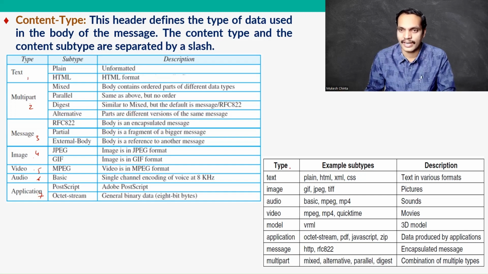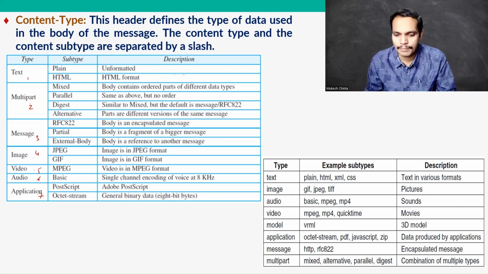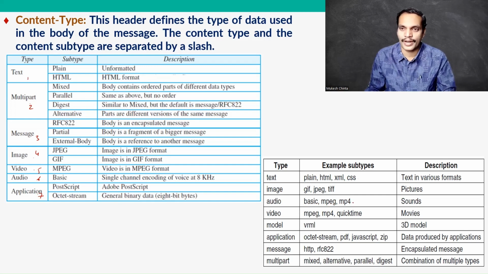If you are simply sending a text message, it will be text/plain. If you are sending a web page through email, text/HTML, like that. Next comes the image part. Earlier it used to be JPEG and GIF, and now TIFF is also added. For audio, the first thing was just a basic encoding, but right now you can send MPEG and also MP4, which allows users to attach MP3 files through email. Same goes for video also.